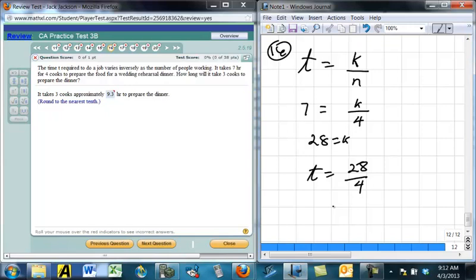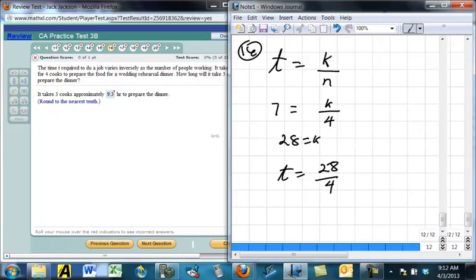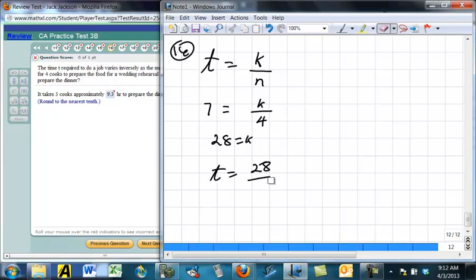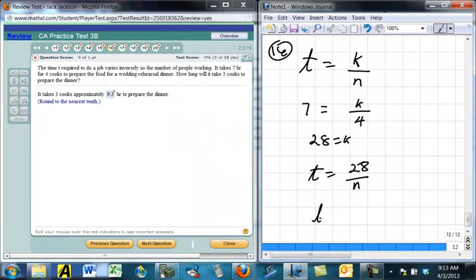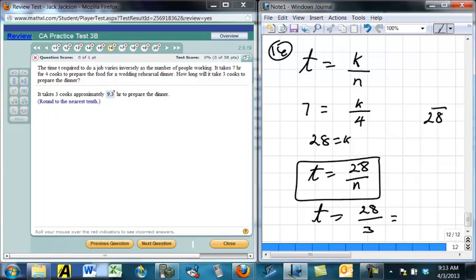How long will it take 3 cooks to prepare? I'm sorry, this should be a variable. N is a variable. There we go. And now this time, how long would it take 3 cooks? N is going to be 3 this time, and this will allow us to solve for t. So in this equation here, we can solve for n or solve for t. It's already solved for t. So if we know either n or t, we can find the other one. So it's 28 thirds, that's 28 divided by 3. 9 1/3, or 9.3 repeating. Round to the nearest tenth, 9.3 hours.